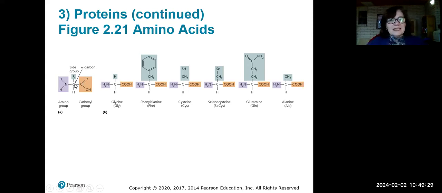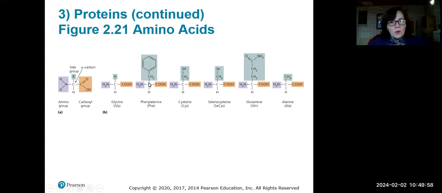All right. Then attached to this central carbon, this alpha carbon, there's always a hydrogen ion here. Note they all have that in common. But then the other side of the carbon is attached to something else, and these are highlighted in blue. It could be as simple as another hydrogen ion. That's a particular amino acid called glycine.